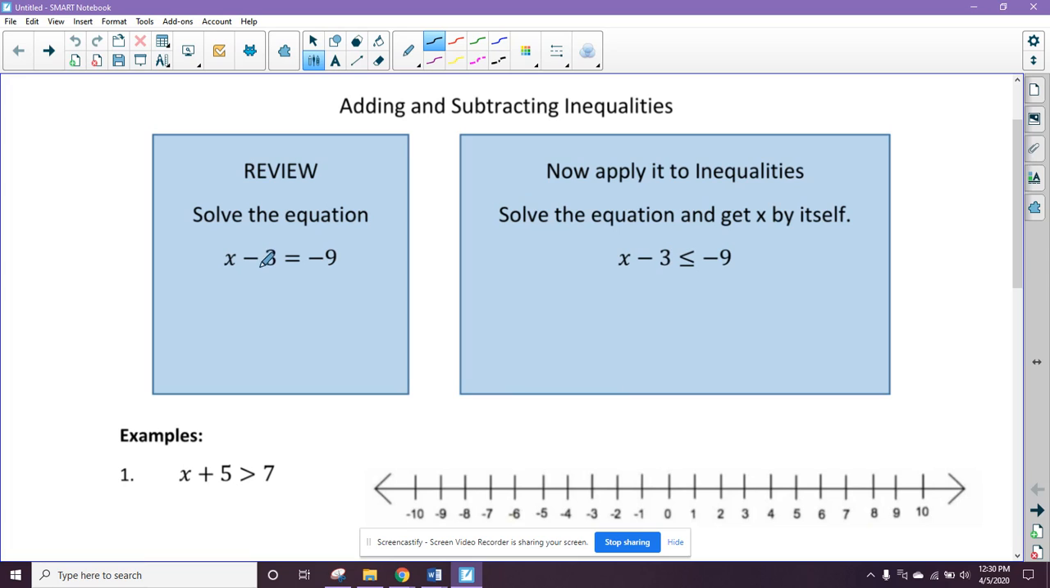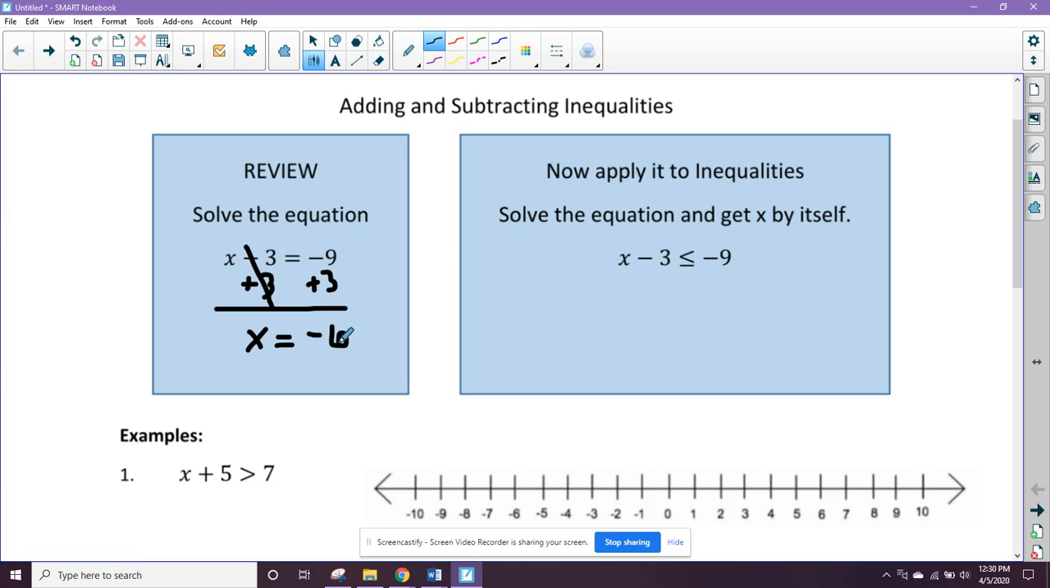So we have x minus 3 equals negative 9. So we're going to get x by itself by doing the opposite. So we're going to add 3 to both sides. We add 3 to both sides. It cancels out the 3's there. So we get x to equal negative 6.